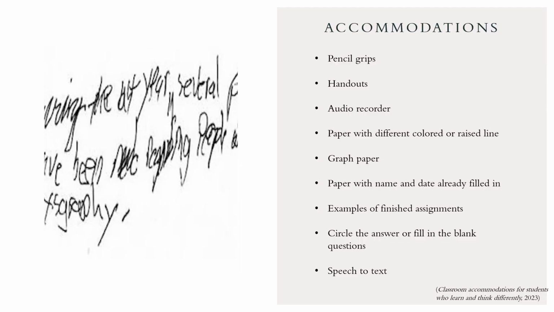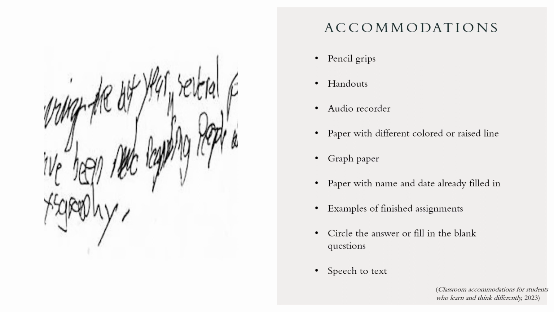And let's look at some accommodations that we can use to help these students. Pencil grips to help with formation. Handouts so that there is less to copy from the board. An audio recorder or a tablet in the classroom. Paper with different colored or raised lines to help put letters in the right spaces. Graph paper to help line up math problems. Paper with name and date already filled in on it.